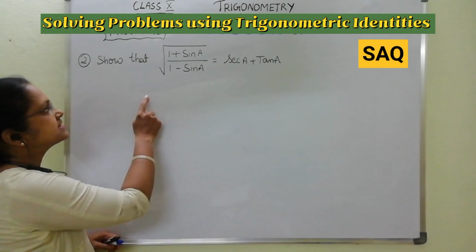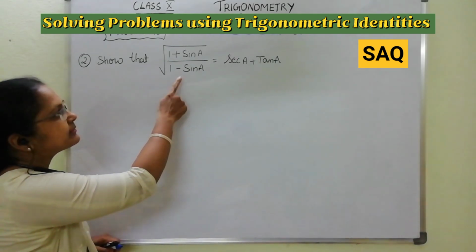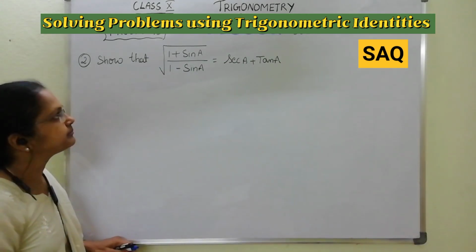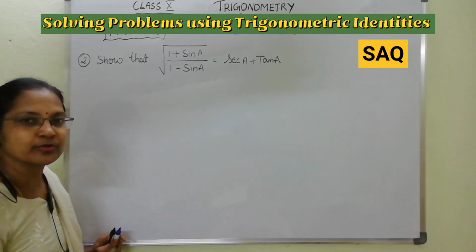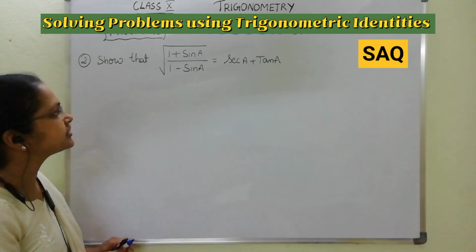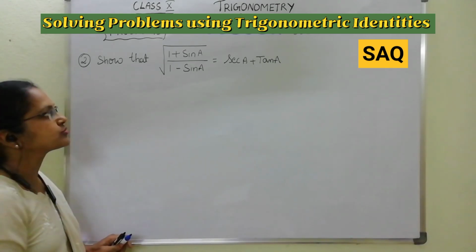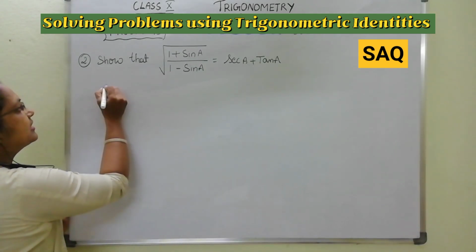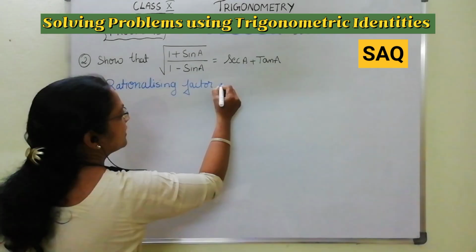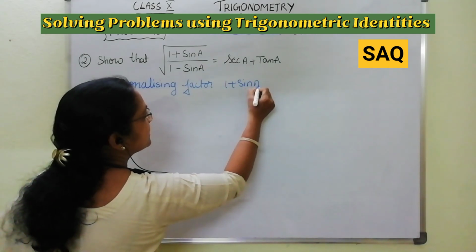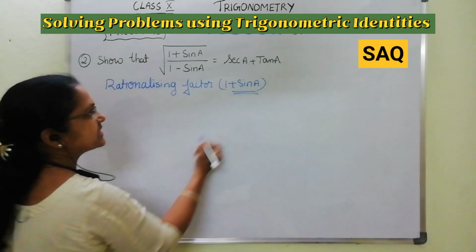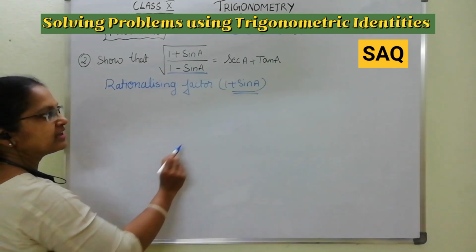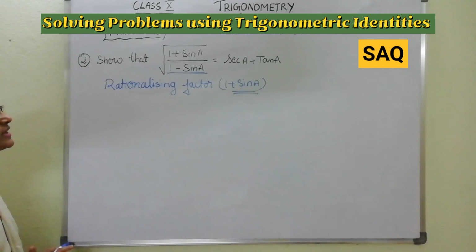Our second problem is show that root over (1 plus sin theta) by (1 minus sin theta) is equal to secant theta plus tan theta. This question appears a little different, but if you observe carefully, it is similar to your previous question. If a root is there, we will solve it in rationalizing format. Let us take the rationalizing factor as 1 plus sin A. We select this according to the denominator: as the denominator is 1 minus sin A, we write it as 1 plus sin A.